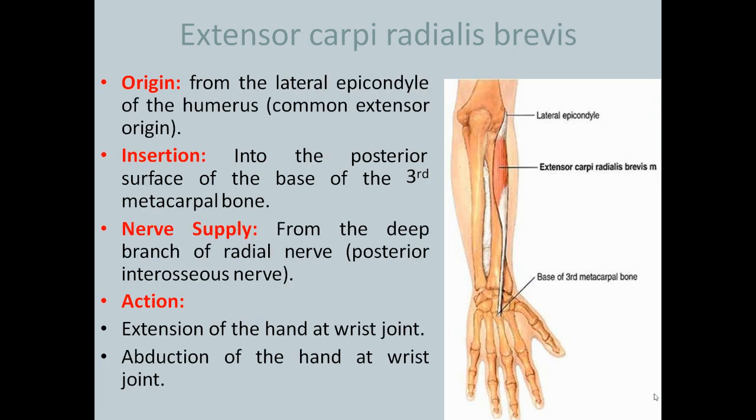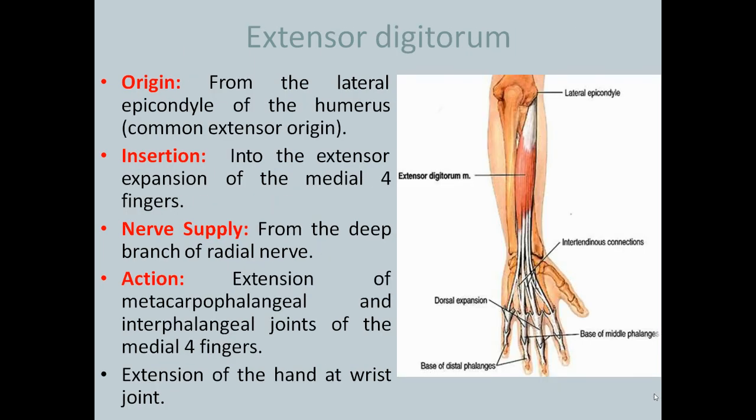Extensor carpi radialis brevis takes origin from the lateral epicondyle of the humerus, and it will insert into the posterior surface of the base of the third metacarpal bone. The nerve supply is the deep branch of the radial nerve, and the action is extension of the hand at the wrist joint and abduction of the hand at the wrist joint. So this is all about the extensor carpi radialis brevis.